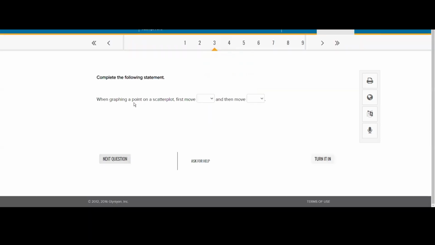When graphing a point on a scatter plot, first move dash and then move dash. When graphing a point, first move right and then move up, okay? Okay. Yeah, so. Then the next question.